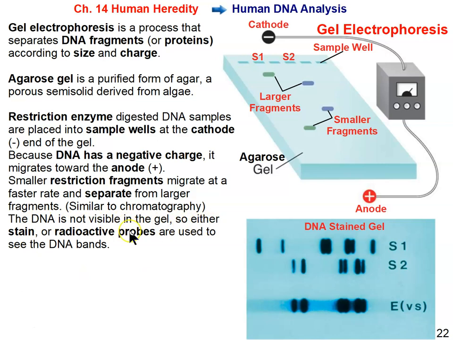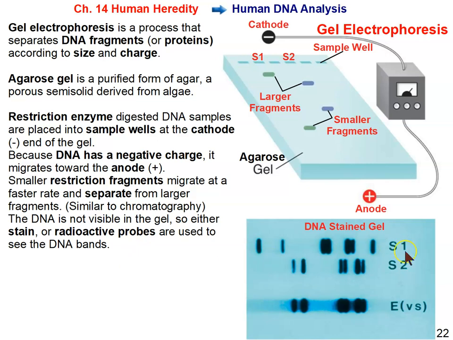So the DNA is not visible in the gel, so you either stain it, you use a DNA stain that stains only the DNA and not the gel, or you use a radioactive probe that will actually bind to the DNA to visualize it. And in this way, you can use very specific radioactive probes that will bind to very specific sequences in the DNA, and therefore you can use that to identify specific genes, specific sequences, if you're doing genetic testing. So again, this same procedure can be used for either DNA fingerprinting or genetic testing.